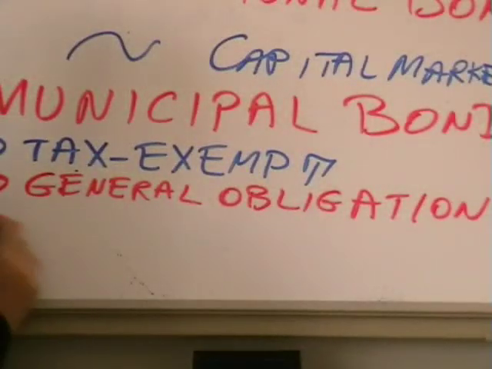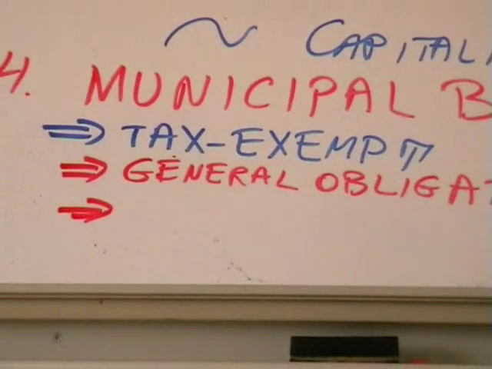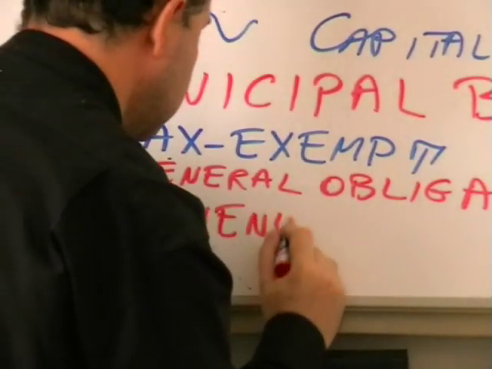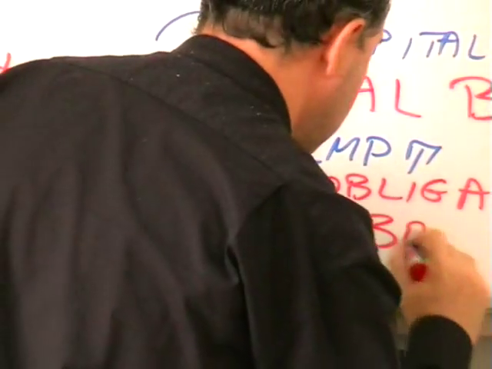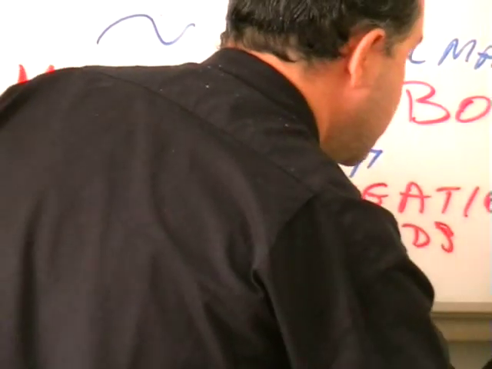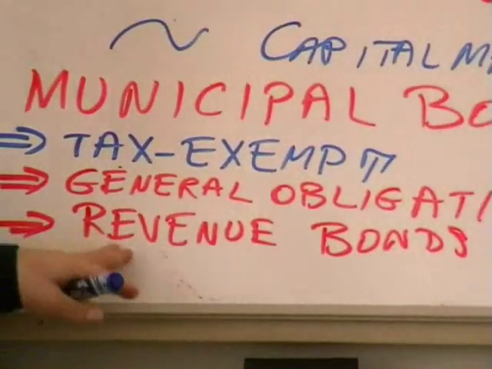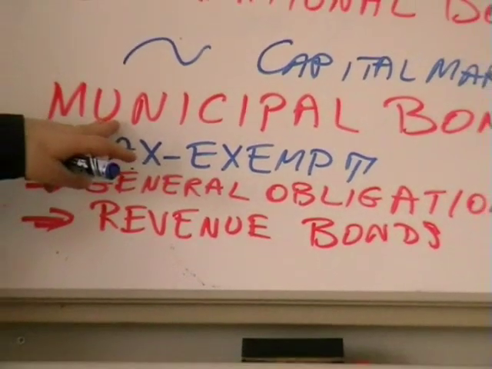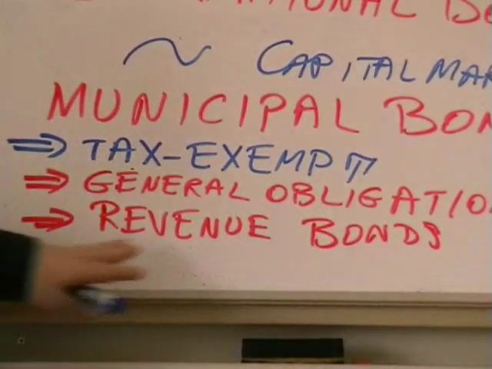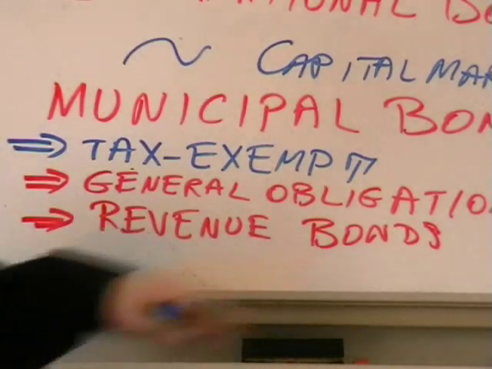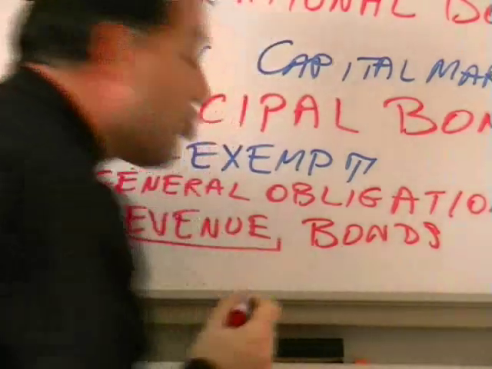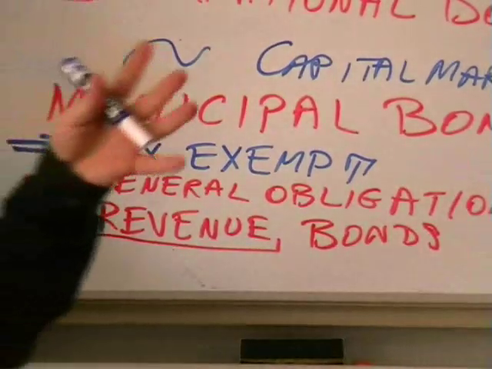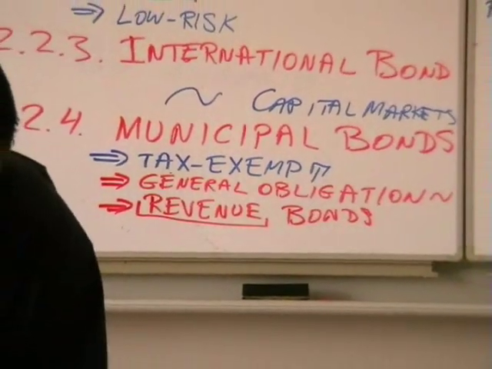And then you have the higher risk type, which they call revenue bonds. So these are general obligation bonds. A revenue bond is a bond issued by a local municipality, which is backed by or guaranteed by the revenue of a particular project. It could be a road, but you've studied it, right?